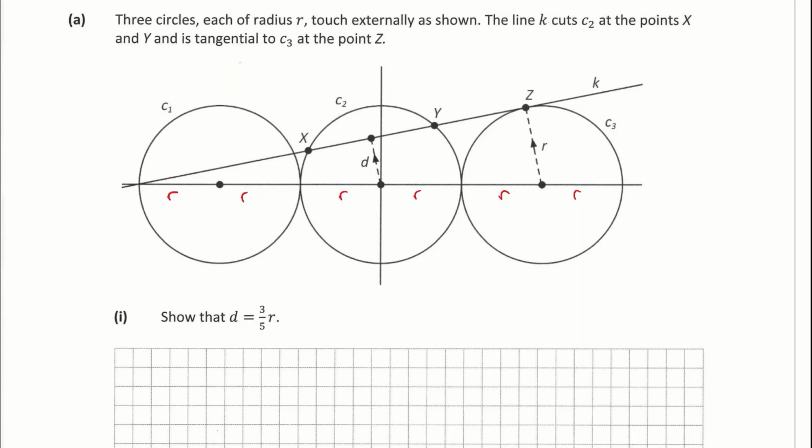The line K cuts circle 2 at the point X and Y, and it's tangential to C3 at the point Z. Okay, show that D is equal to 3 over 5. Okay, so basically what we're looking at here is, if I kind of look at my picture, you can see here that I have this triangle here. So I'm looking at this smaller triangle, and then what I'm going to do is I'm then going to look at this larger triangle coming out to my radius here.